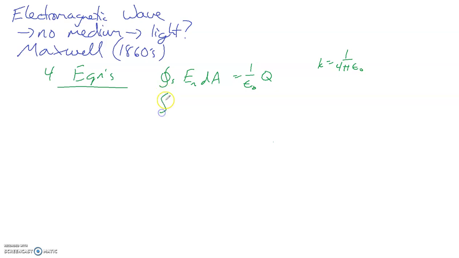The second one has to do with magnetic fields. You add the magnetic field over an area, and the flux is always going to be equal to 0, which is something else you take. Whenever magnetic fields go out, they eventually come back in.